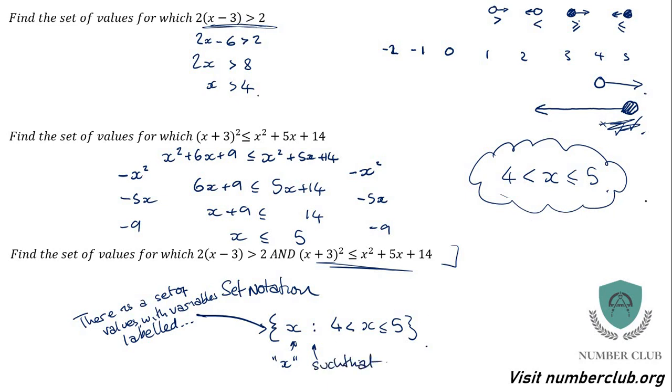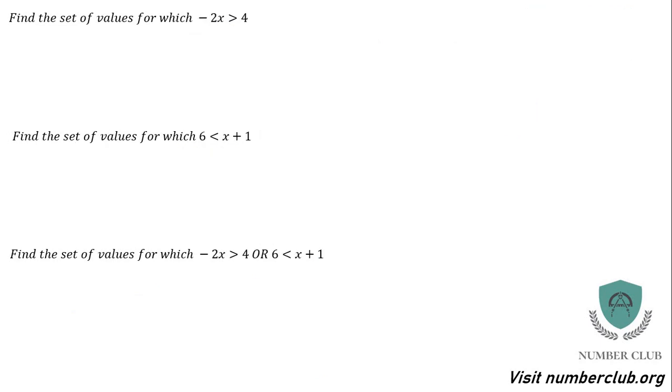In general, you're going to basically have whatever your inequality is with a colon and an x and a pair of squiggly brackets. That's set notation, and it's well worth knowing about that early because you could be asked about it at any point. So let's move on. Find the set of values for which negative 2x is greater than 4.